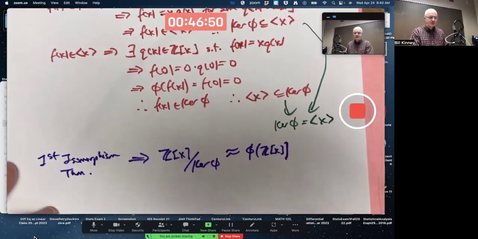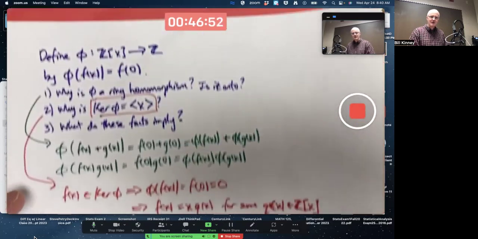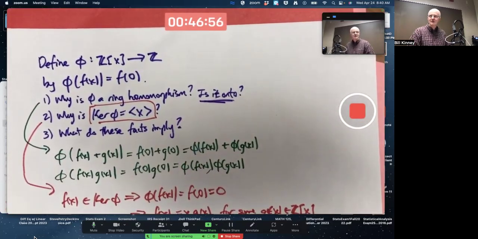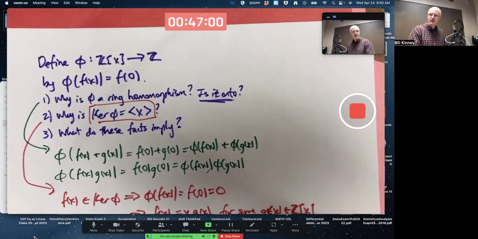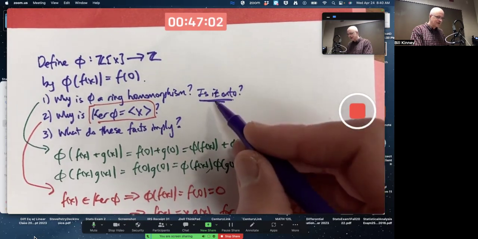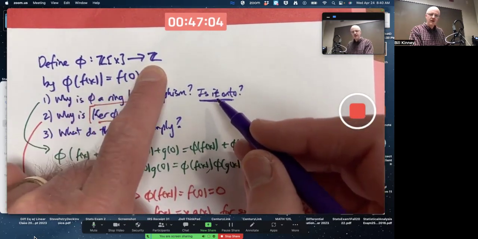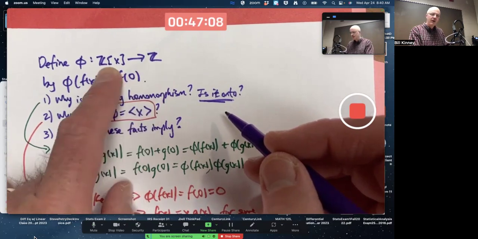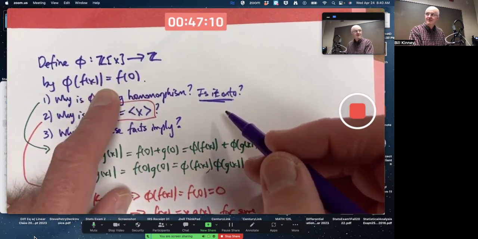I forgot a question. I forgot to address one of the questions up here. Is phi onto? I'll come back to what I was showing you there in a minute. Is phi onto here? Think about it. Give me an arbitrary integer. Is there a polynomial that gets mapped to it under phi?